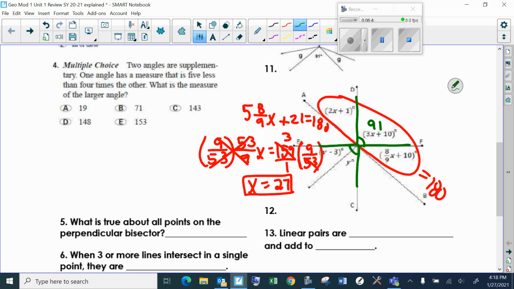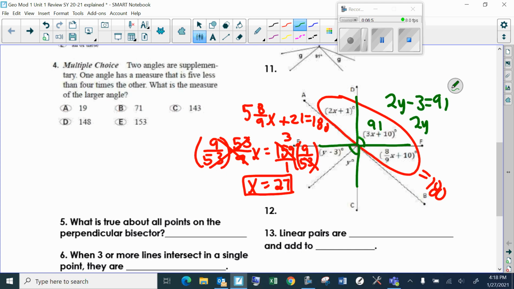So that means, let's move this slightly over there. There we go. So 2y minus 3 equals 91. 2y equals 94. Divided by 2, and y equals 47. Okay, so x is 27, y is 47. There we go. That's one way.